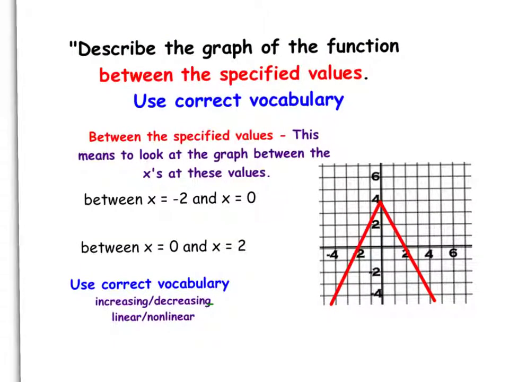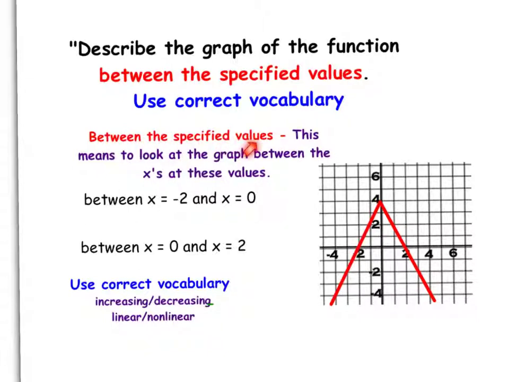This slide is extremely important because of these words right here. Describe the graph of the function between the specified values. Use correct vocabulary. The reason this is important is because right now this is exactly how it is worded on your summative assessment, and I want to make sure that you know what it means, because at first glance, unless it's explained to you, there'd be no reason for you to know exactly what this means. So describe the graph of the function between the specified values. Use correct vocabulary. So let's break it down.